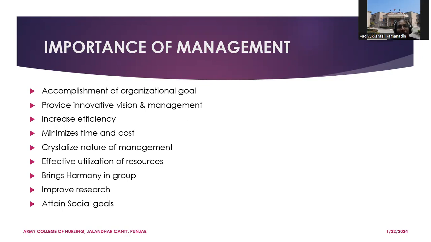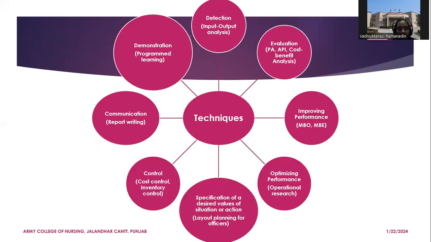And it crystallizes the nature of management because we have different styles of management techniques. So it helps in the accomplishment of the goal. Effective utilization of resources: well-planned management activity is helpful for effective utilization. Whenever resources come up, we have to think about man, money, and material. It improves research and helps to attain social goals. So that is why it is called a profession, because there is a scope for society.